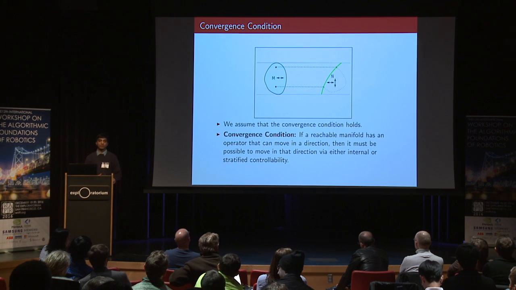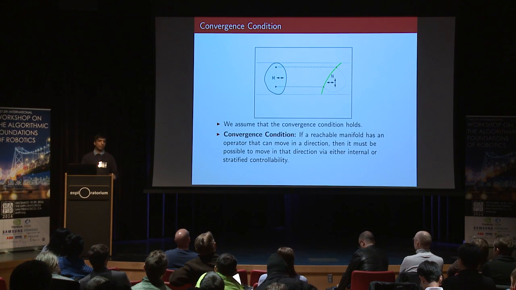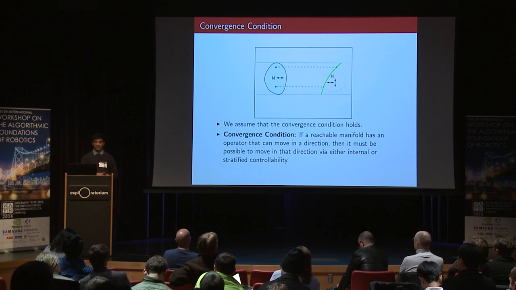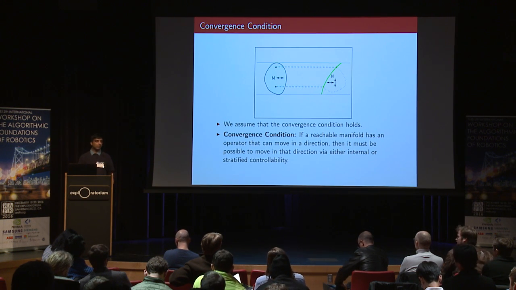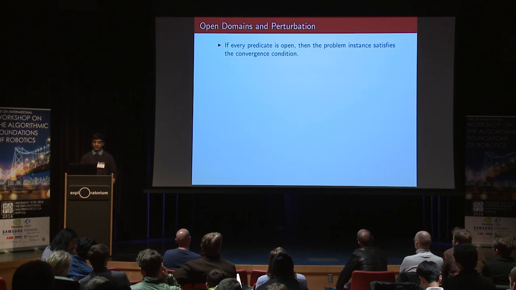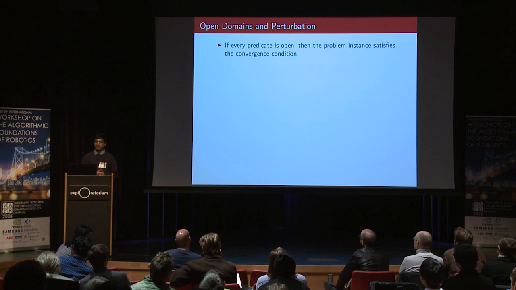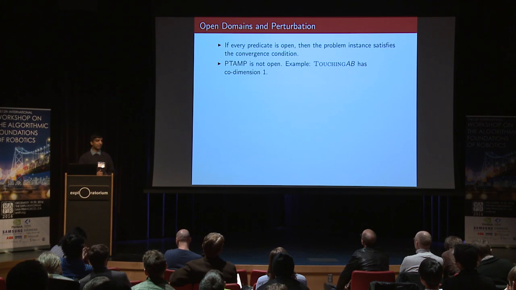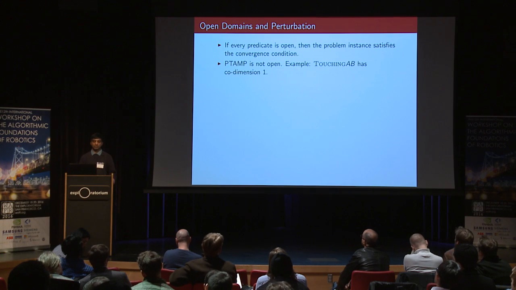So we assume that we have the convergence condition. The convergence condition states that if we have a manifold and it has an operator that can move in some direction, like the vertical direction for N, then there's some way to move vertically in N, either internally or via stratified controllability. We don't quite know how that's done, but we assume that it's true. That's a great property to have, but what domains have that property? Well, if every predicate is open, which is why we prefer when the predicates are open, then the problem instance does satisfy the convergence condition. The problem is that PTAMP is not open. As we saw before, the touching restriction introduces codimension 1.